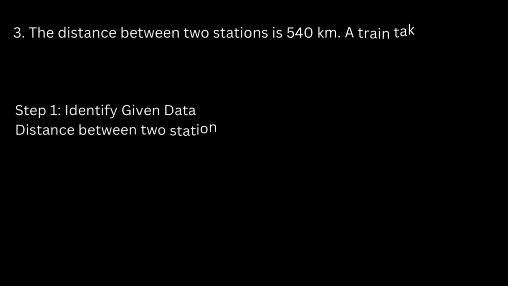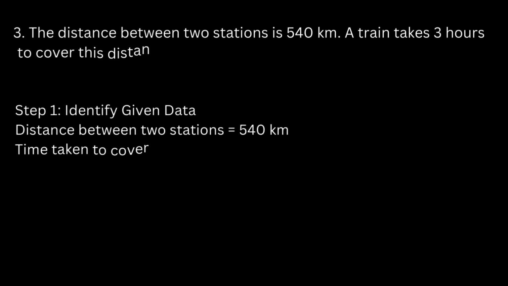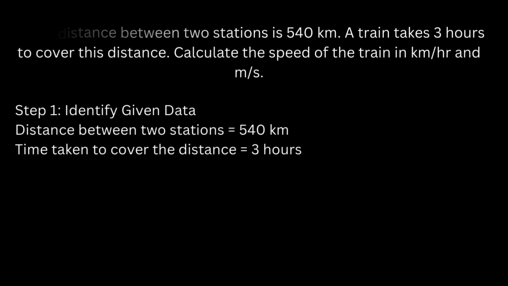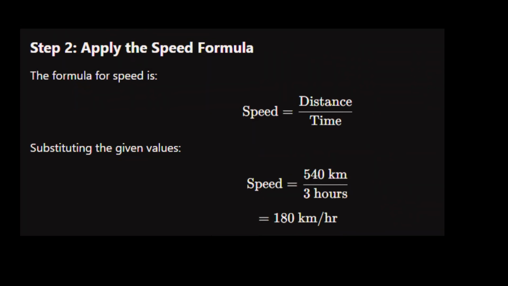The distance between the two stations is 540 km. A train takes 3 hours to cover this distance. Let's calculate the speed of the train. Given data is the distance between two stations is 540 km and time is 3 hours. So let's substitute it in the formula. Speed is equal to distance by time. If we substitute 540 by 3, by cancelling out, we got 180 km per hour.